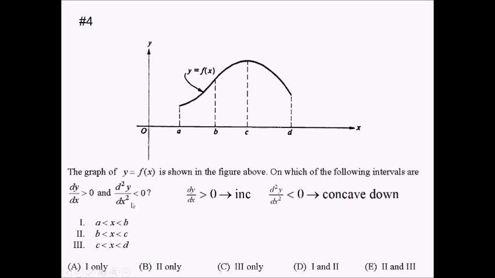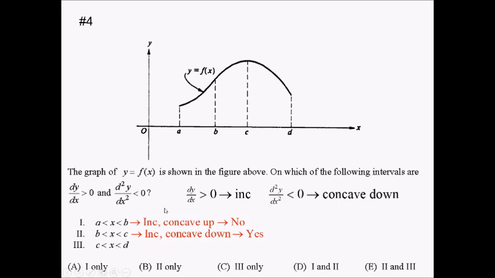The interval from A to B right here is increasing, but it's concave up, not down. So that's not what we're looking for. Next interval, B to C, that is also increasing, but it is concave down. So that is exactly what we're looking for. So anything that does not have option 2 in it needs to be eliminated.